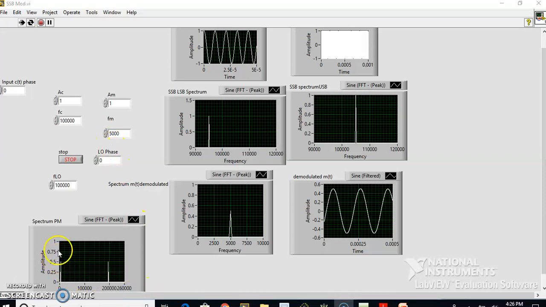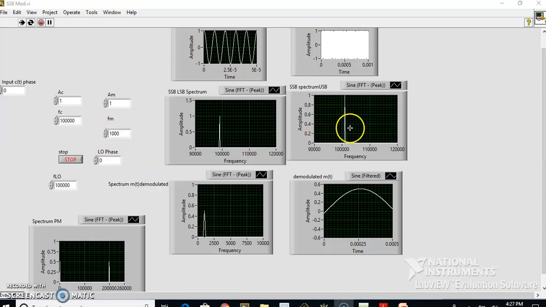Suppose I change the frequency by hardly 10%. Now instead of 100 kilohertz, if I make it 110 kilohertz and run now, you can see you are not getting the message. So let me make the frequency exactly equal to 100 kilohertz. Now you can get back the message.